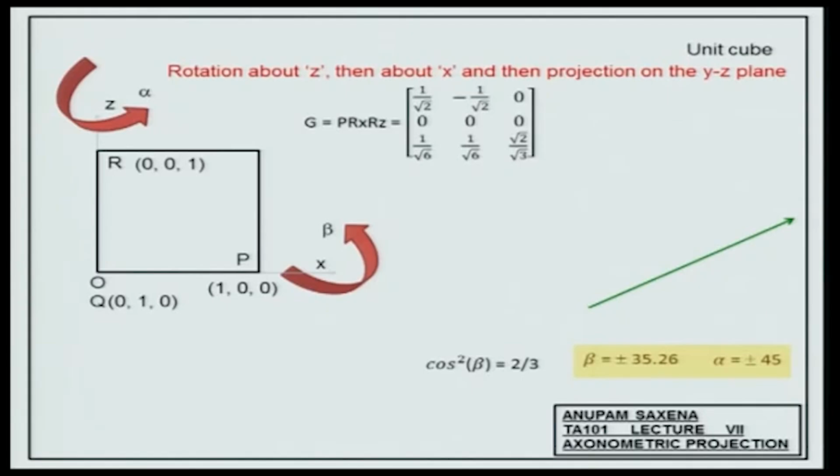The x-axis is oriented at 30 degrees from the horizontal. The y-axis is also oriented at 30 degrees from the horizontal, and the z-axis remains vertical.